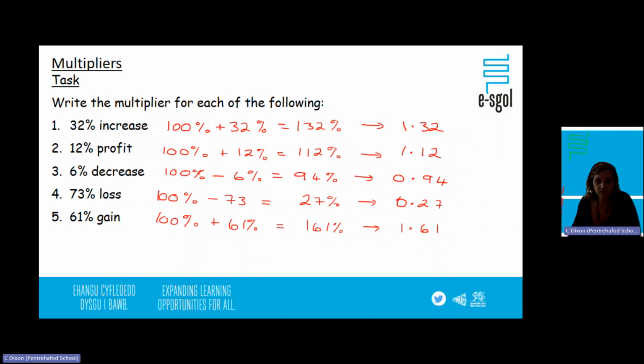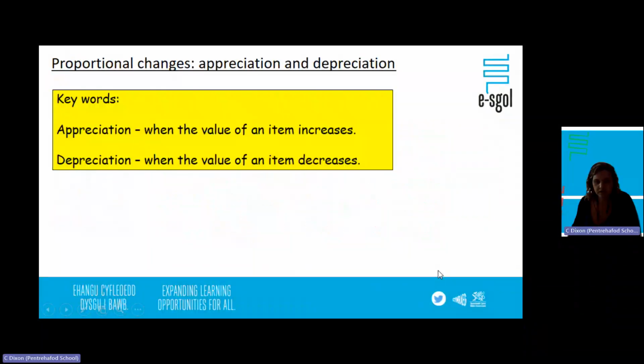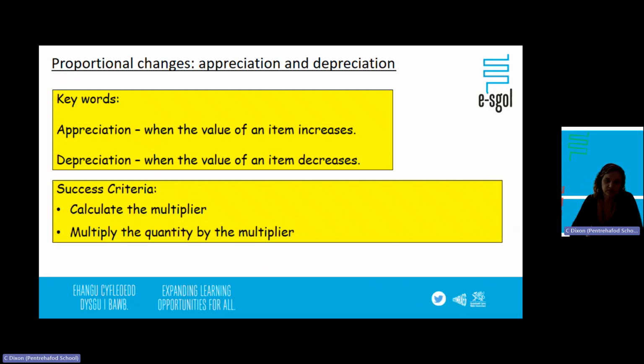All right, so we're going to be using what's called these multipliers now to answer some questions. Now, some keywords that you will hear in this little section will be these two. So appreciation is when the value of an item increases, and then depreciation is when the value of an item decreases. Okay, so what we're going to do to work out our answers here, and again, pause the video and try and get these written down, we're going to calculate the multiplier just like we did on the previous slide. But then once we've got that, we're going to multiply the quantity by that number.